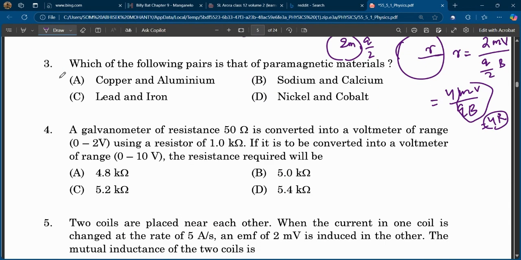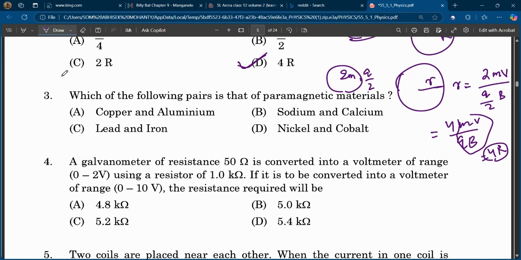Alright. Which of the following pairs is that of paramagnetic materials? Please check this one yourself, because I don't exactly remember. I think it should be sodium and calcium, but I'm not sure. Nickel, cobalt, and iron are ferromagnetic. I don't remember it properly, just check this one.